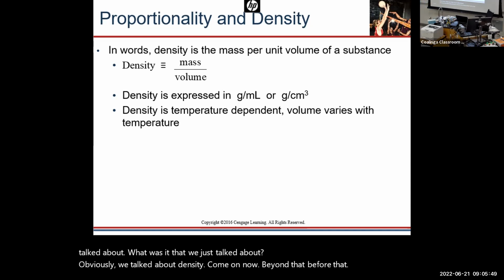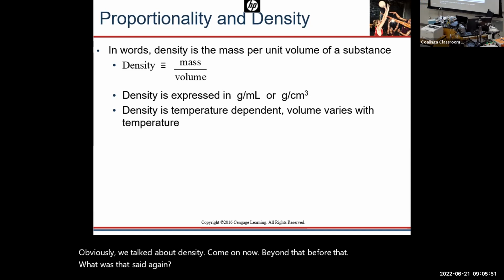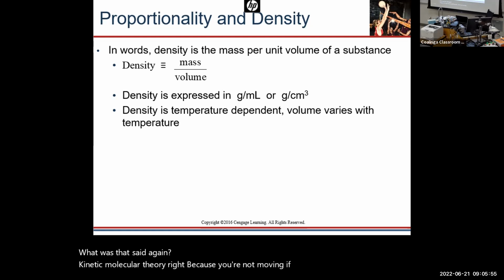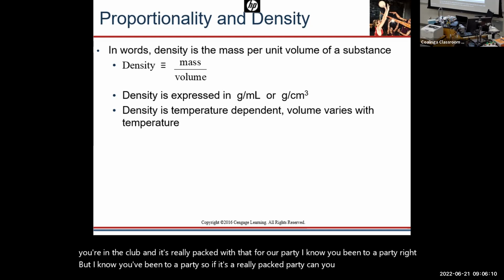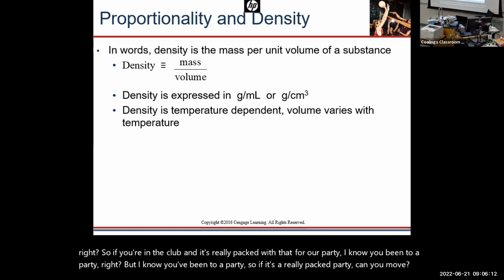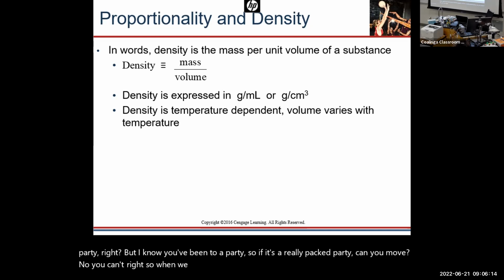What was that? Say it again. Kinetic molecular theory, right? Because you're not moving. If you're packed, have you guys been to a club? So if you're in a club and it's really packed, or a party, I know you've been to a party. So if it's a really packed party, can you move? Let's just say no. No, you can't, right? So when we think about solids, you can't move. And so you're really packed together, right?